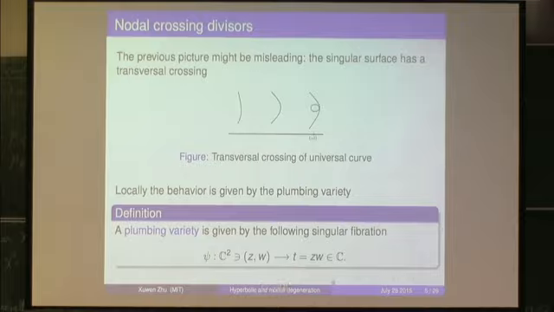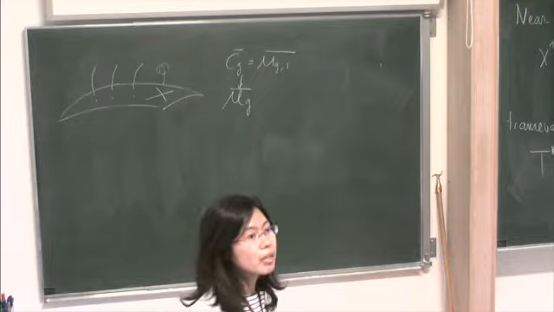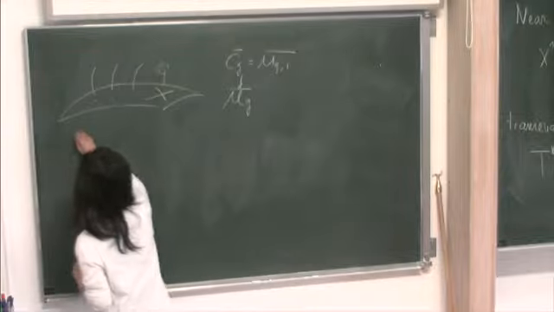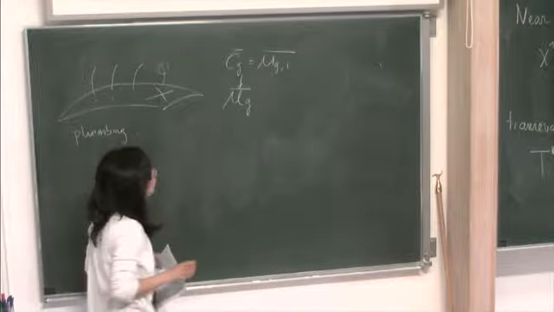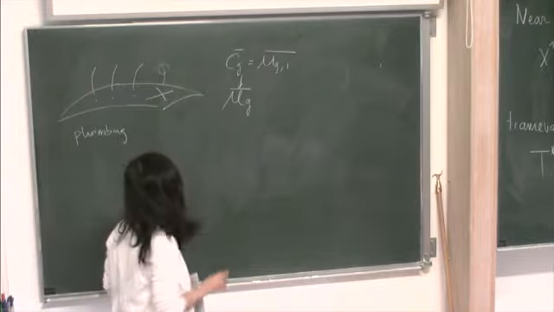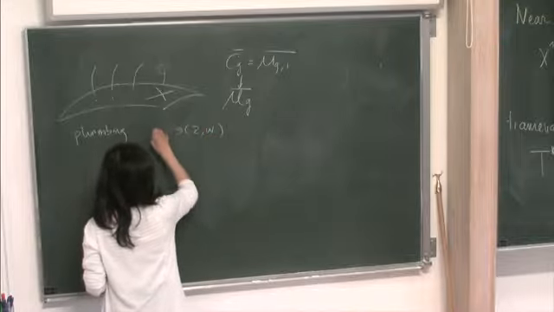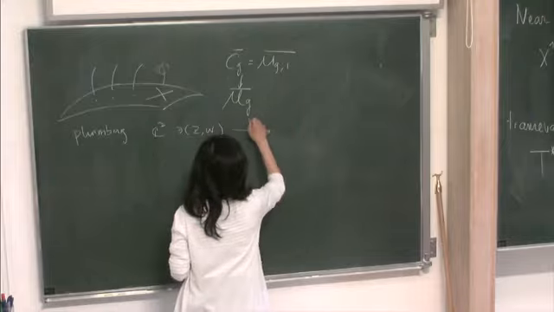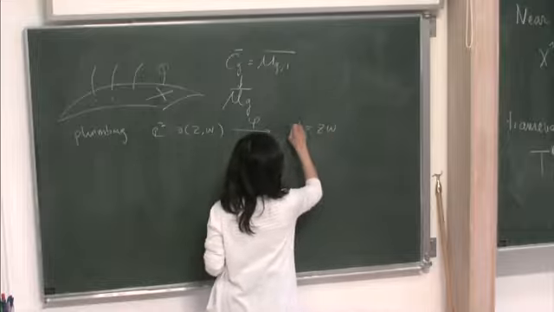And locally, this behavior looks like this. So in the crossing here, if we enlarge it, this locally is modeled by the following behavior called the Plumbing variety. So a plumbing variety is the following fibration, singular fibration. We have ZW inside C2, and over this fibration, it maps to T, which is the product ZW.